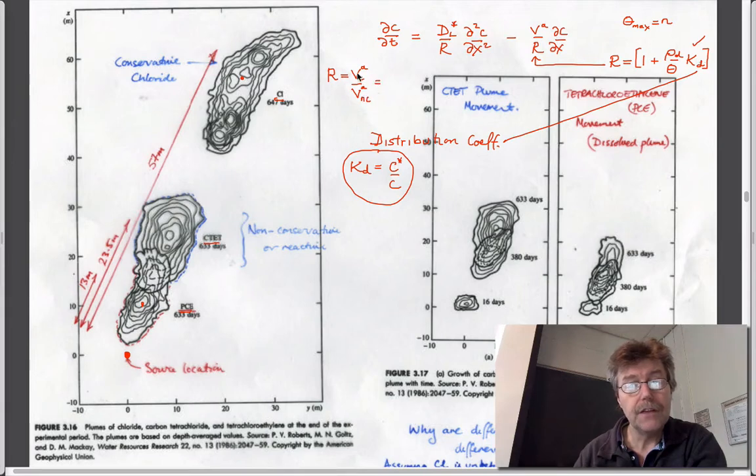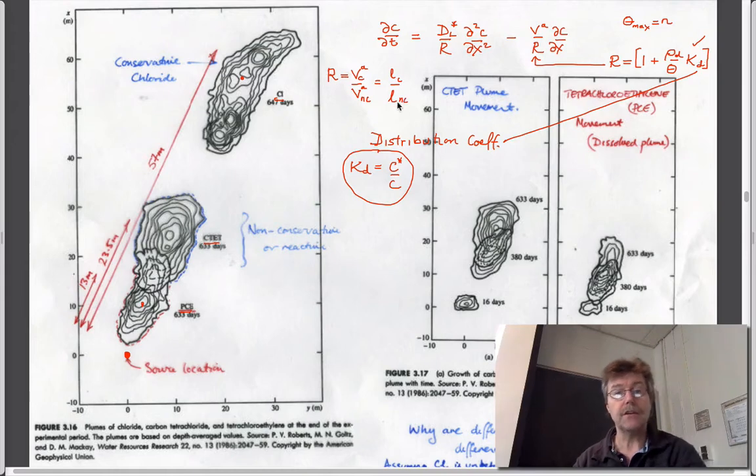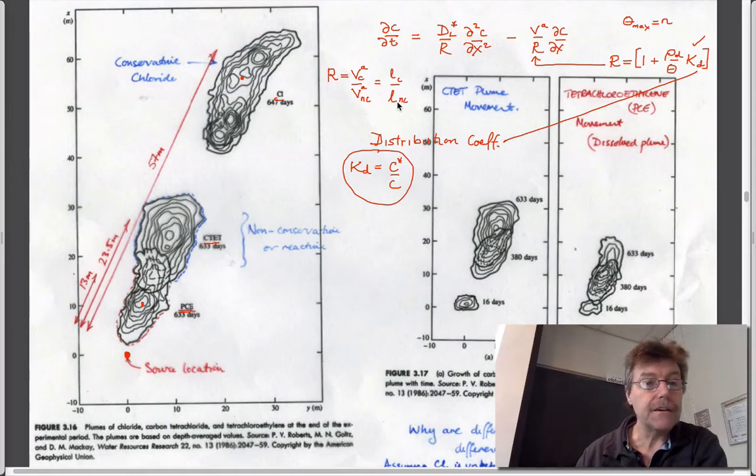And since velocity is length over time, and we're taking a snapshot here at the same time, these just turn out to be the length traveled by the conservative species divided by the length traveled by the non-conservative species. And we did that calculation last time. And that's it. And so we're trying to understand exactly how this chromatographic separation evolves.